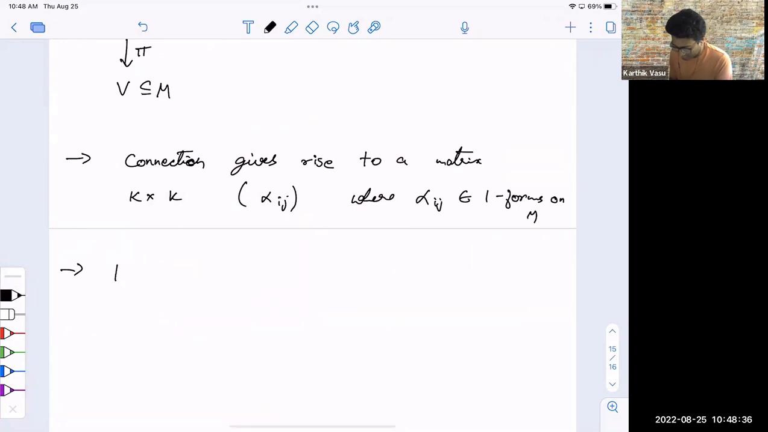Using the connection, I had also defined what a curvature was. Curvature takes in two vectors and it differentiates your section in the following way.